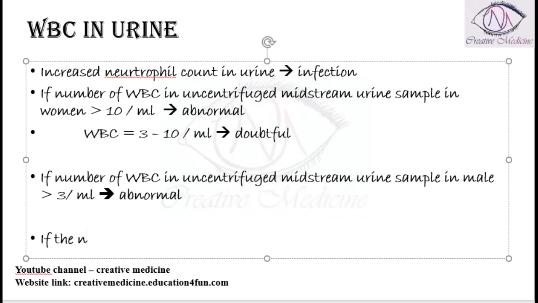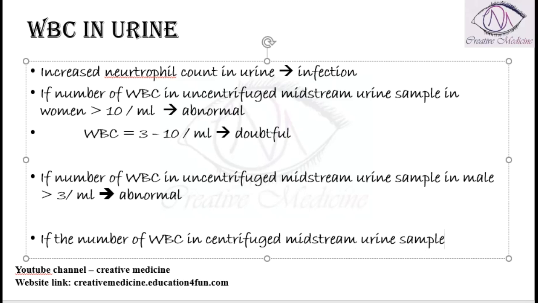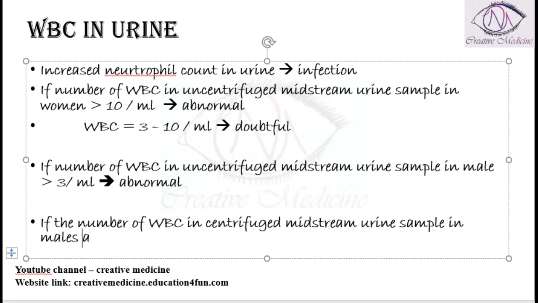Then, if the number of WBCs in the centrifuged midstream urine sample, in both males and females, is more than 5 WBCs per high power field, then it is abnormal.